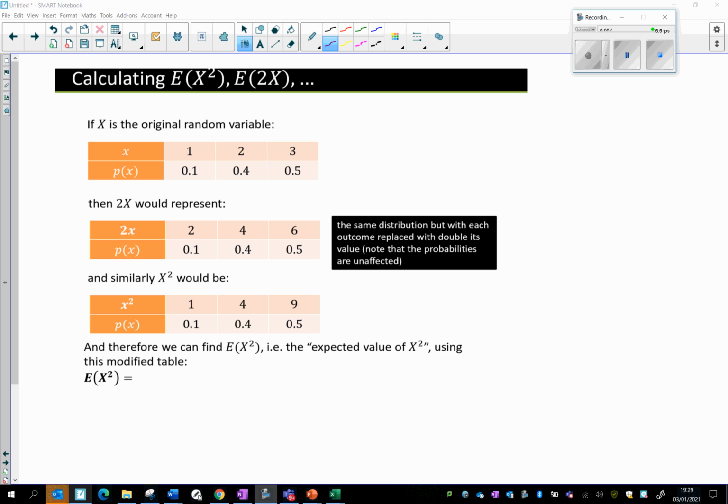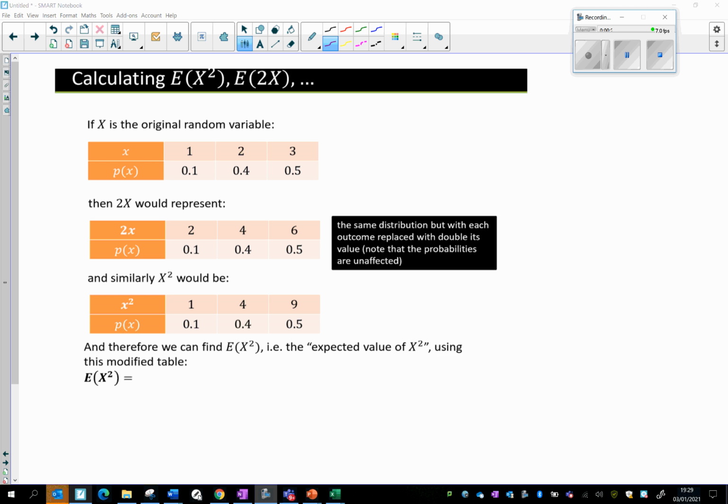As well as being able to calculate the expected value of x, or E of x, we can also calculate the expected value of functions of x, like the expected value of x squared, the expected value of 2x, and so on. And in order to do this, all you need to realize is that it's easiest to look at the example here.